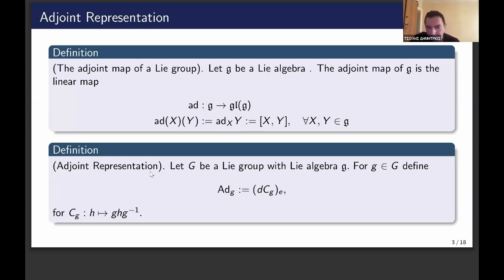And we have the adjoint representation, which is a map for the Lie group. It's the differential of the conjugation map, which takes h, an element of the Lie group, to g h g inverse. So this is the derivative of this map.